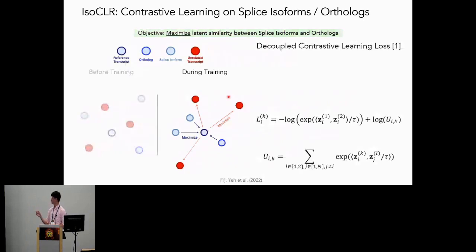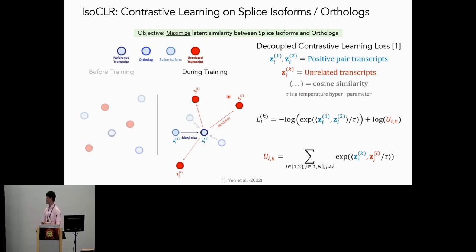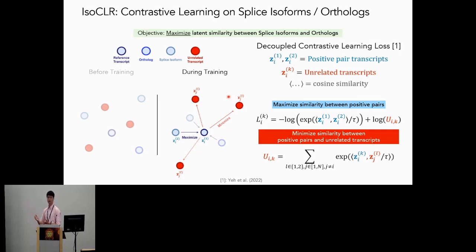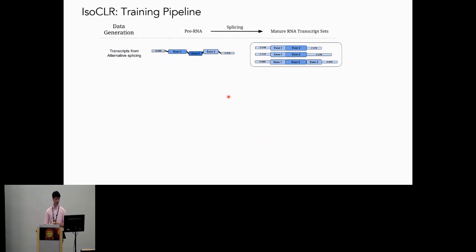We will accomplish this using something called the decoupled contrastive learning loss. And just to quickly break this down, for computational efficiency reasons, we'll only look at 2 pairs of transcripts per single iteration. So we've labeled the positive pair transcripts, the transcripts that are related, like splice isoforms or orthologs, in blue here. And we're going to maximize their similarity. Meanwhile, the unrelated transcripts are shown in red in this loss function. We'll consider similarity using cosine similarity, shown in these angle brackets in these equations. Basically, the top line is saying, let's maximize the similarity between the positive pairs and minimize the similarity between positive pairs and unrelated pairs. Okay, so that was our loss function.